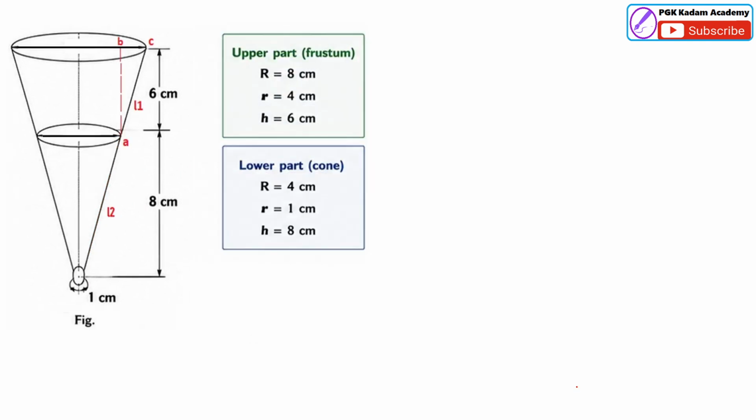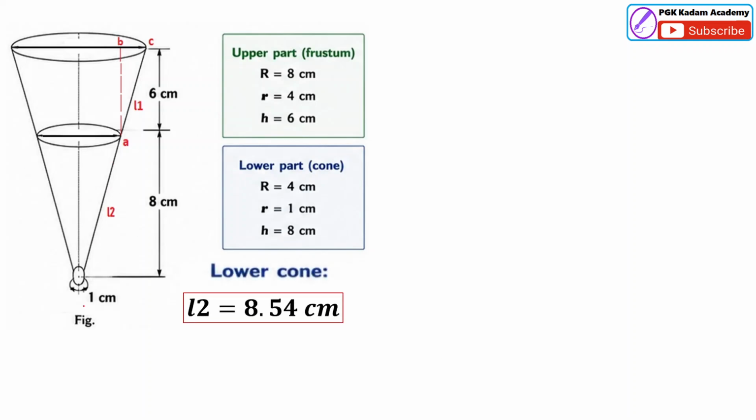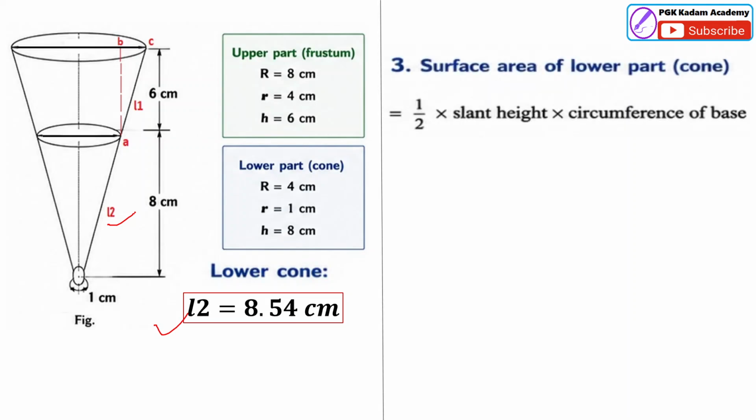Now we have to find out the surface area of this funnel's lower part. How can we find it out? Already we have calculated the L2, just now. The upper part we have already calculated first, and the lower part is the cone. Here the surface area of the lower part is a cone, so we consider this small part as a cone.